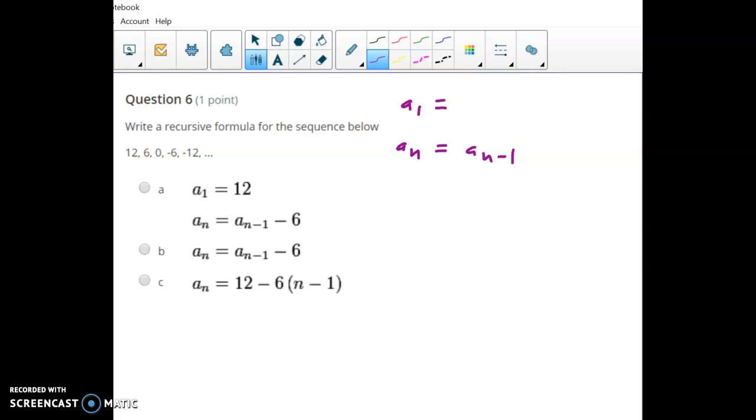So basically, we look at this, we could say, well, we could find the sixth term by taking the fifth term and minusing 6. What that just means is that the next term is the previous term minus 6. That's how you find the next term, an. And then you also have to say, well, this is going down by 6 each time, but where did you start? That's what you do with the first term. You just list the 12. So these two parts together make up the recursive formula, giving us the answer of A. All right, hope that helps.